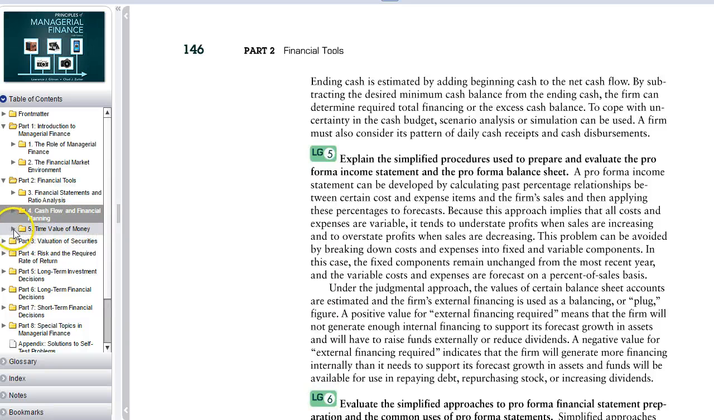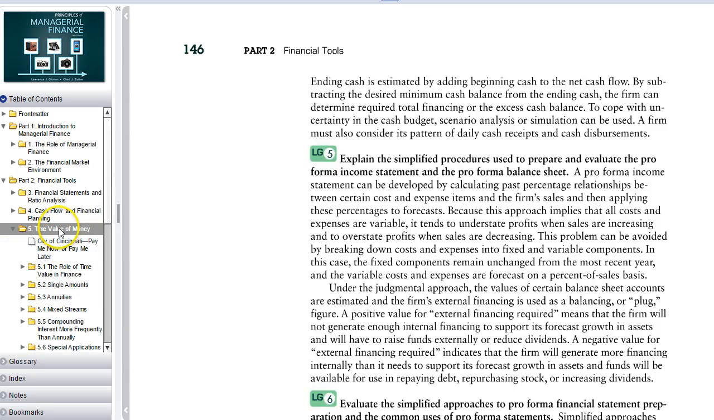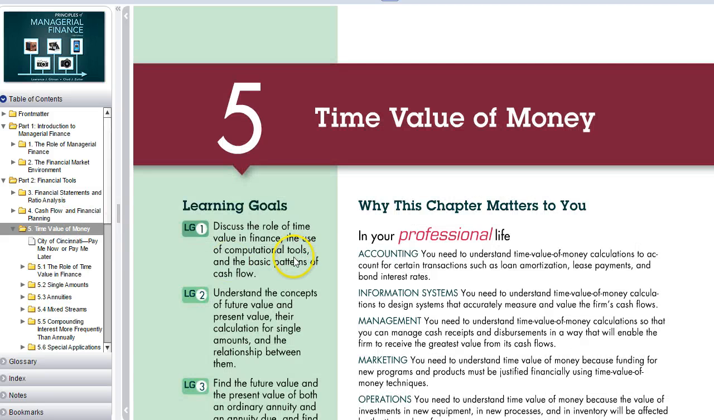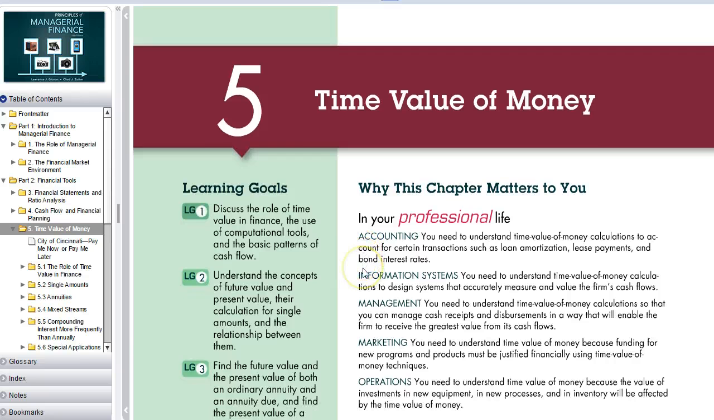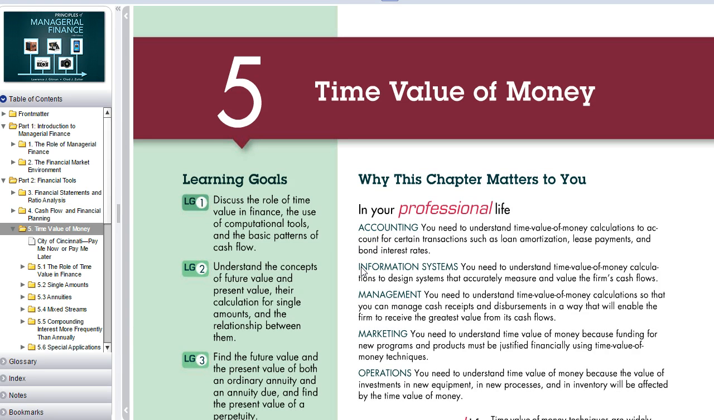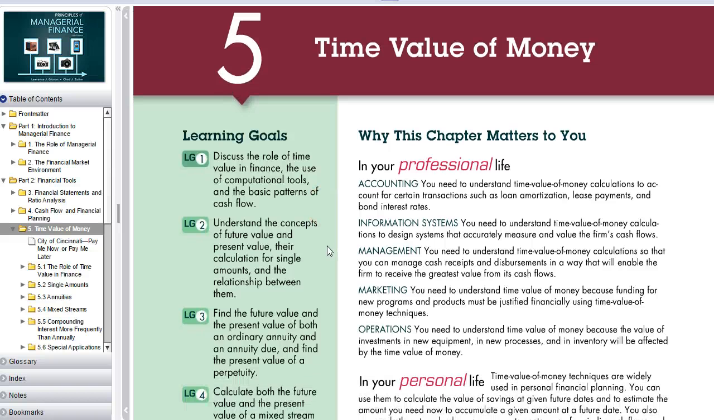Then we move into chapter 5, which is the time value of money chapter. And again, before you even got to time value of money, you might have done this type of work before in other courses. So time value of money is really looking at how money, because of inflation, changes in value through time. So this chapter looks to give you computational tools to actually calculate the time value of money.